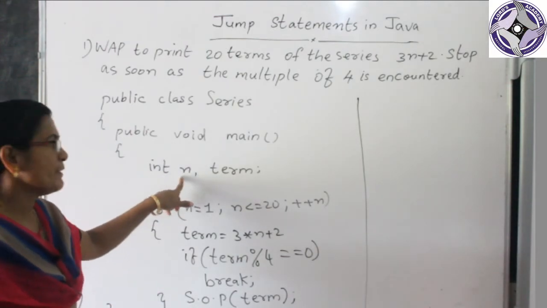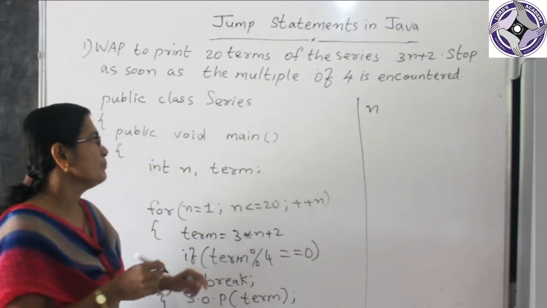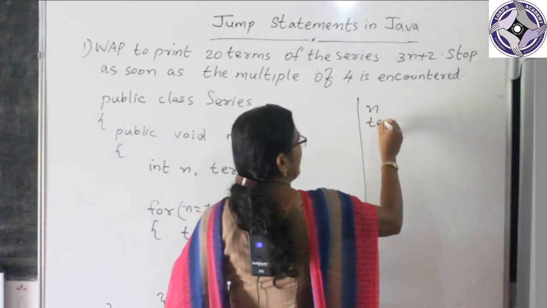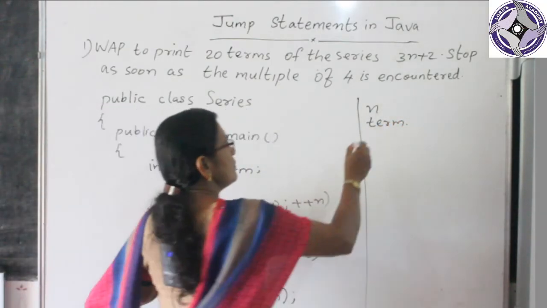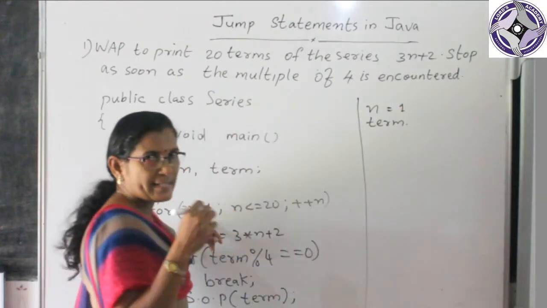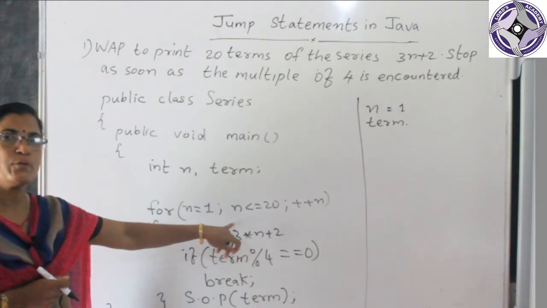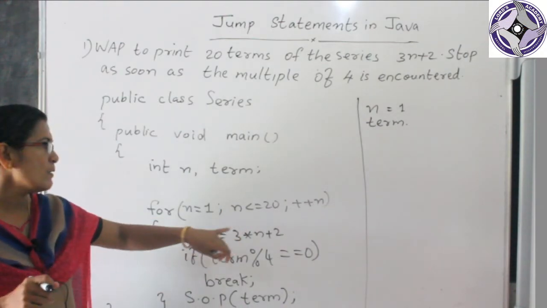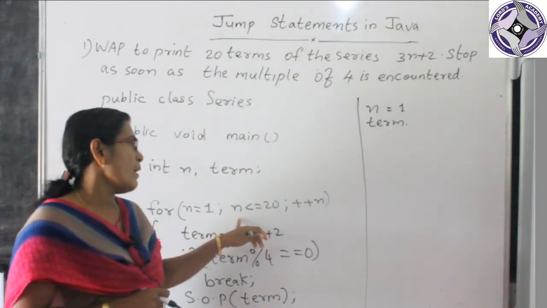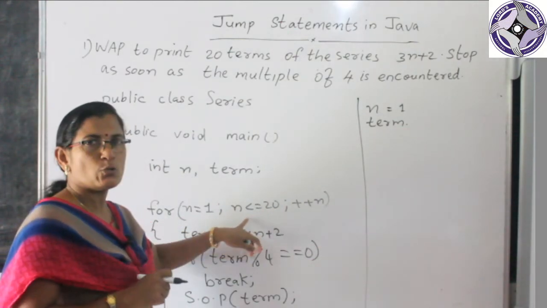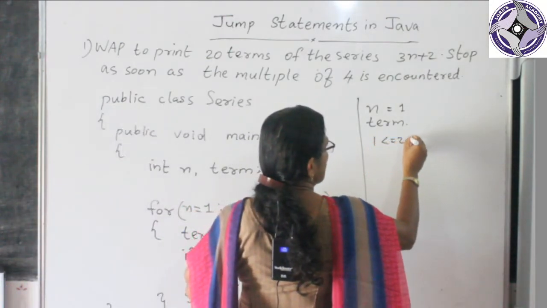In the end, variable n is declared, n term. n is initially 1. We need 20 terms. As we know, there are 20 terms. I am going to use a for loop. So, we are going to count as term 1. 1 less than or equal to 20. Yes, 1 less than or equal to 20.